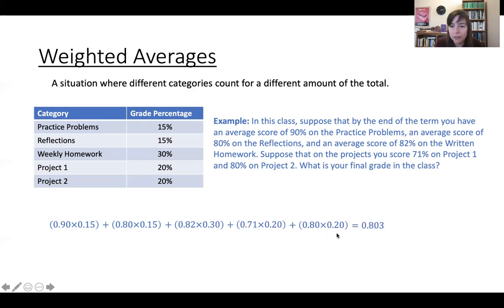Add it all together, and it's 0.803. And so we have 0.803, or 80.3% of the total, which, okay, would be a B minus, which would be a little bit of a bummer, I suppose. We all like better grades than that.